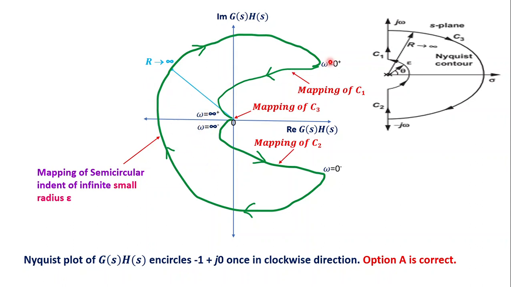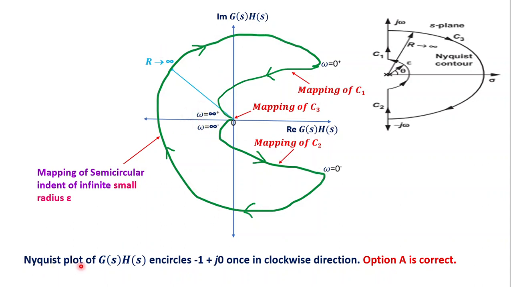Therefore, if you see, there is one clockwise encirclement. If you see the direction, I hope you have understood how I have marked it. Here to here, that is the origin. Here to here, that is this. Therefore, there is one clockwise encirclement about minus 1 plus j0.